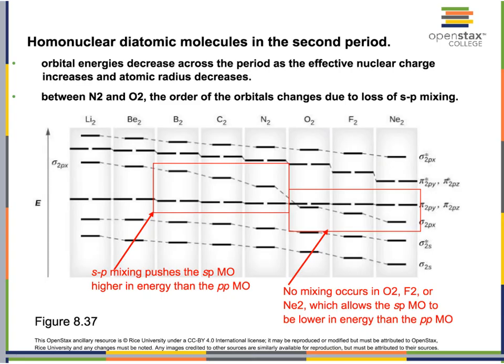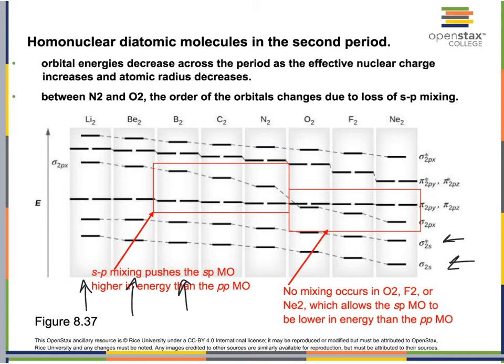Okay, if we look at the second period, the 2s2p, these are all of the molecular orbitals. These have all been combined. And we can start off from the bottom. We know that the bottom one is going to be the sigma 2s. We know the next one's going to be the sigma star 2s.